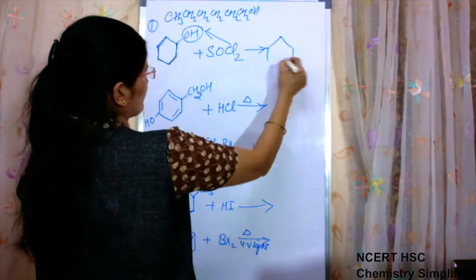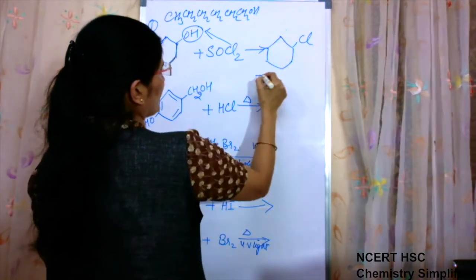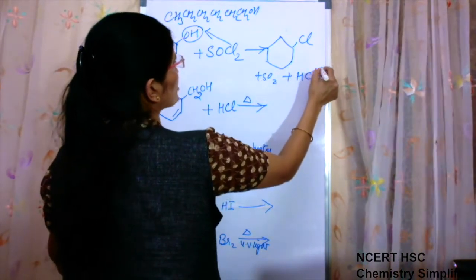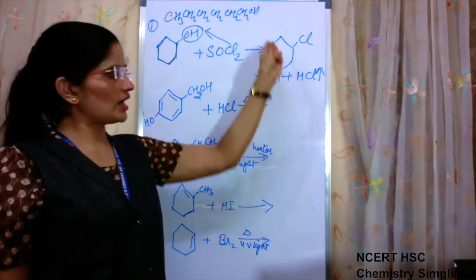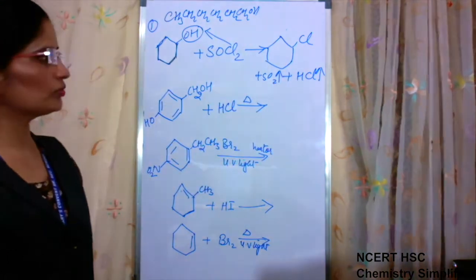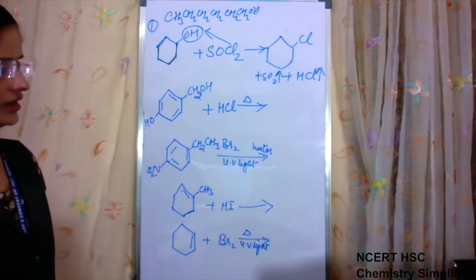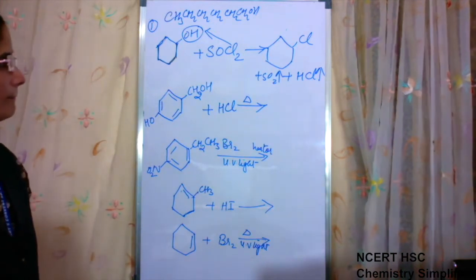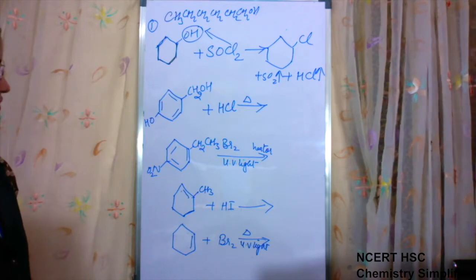The last reaction, if you remember, we have studied, SO2 and HCl were two gaseous products, and because these gaseous products escape from the solution, the product obtained is a haloalkane, and this is a halocycloalkane. So this should be the product according to that reaction.